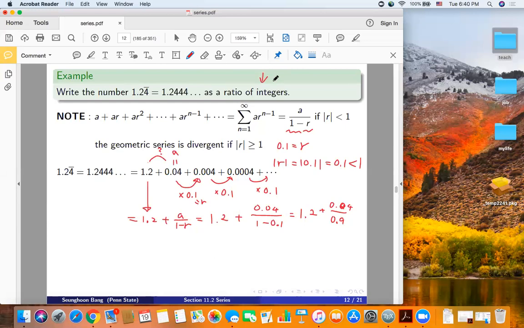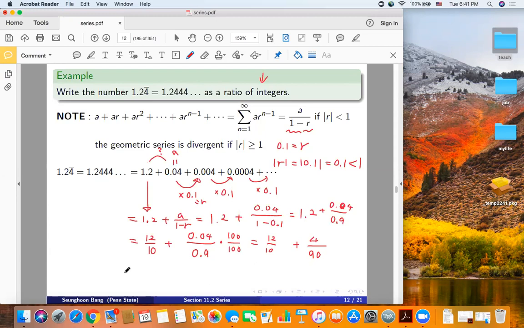So this is not our answer. Change it to what? A ratio of integers. You can change 1.2 to 12 over 10 plus 0.04 over 0.9. I'm going to change this one to an integer. So just multiply top and bottom by 100. This is the same as 12 over 10 plus 0.04 times 100 is 4, and 0.9 times 100 is 90.